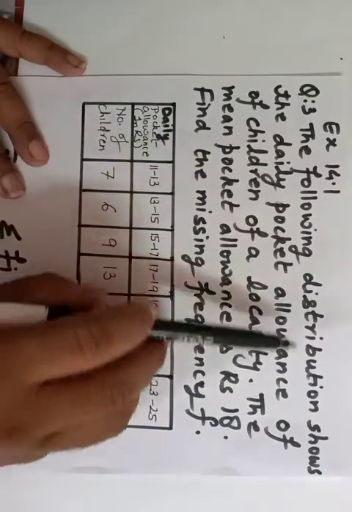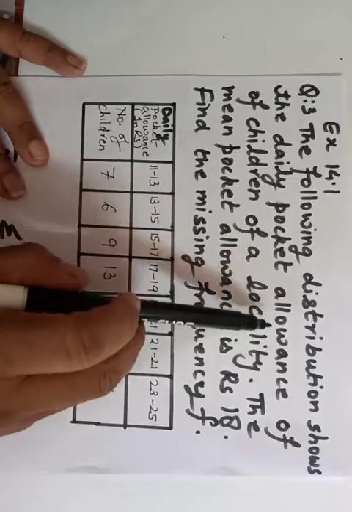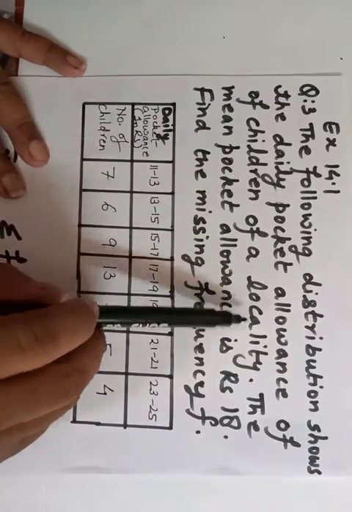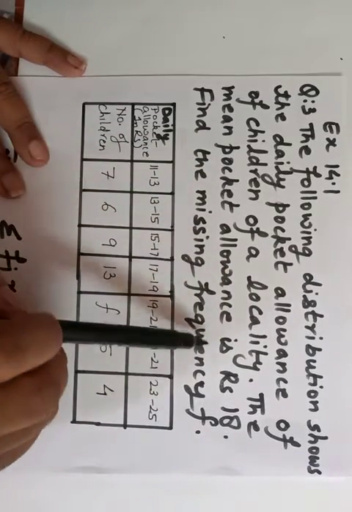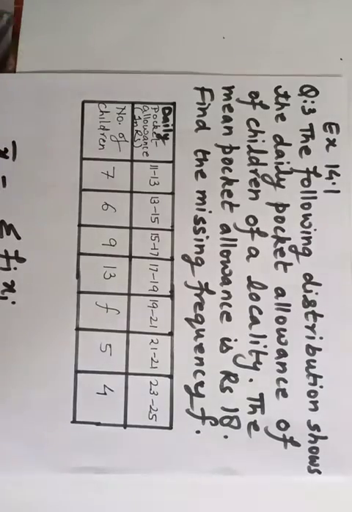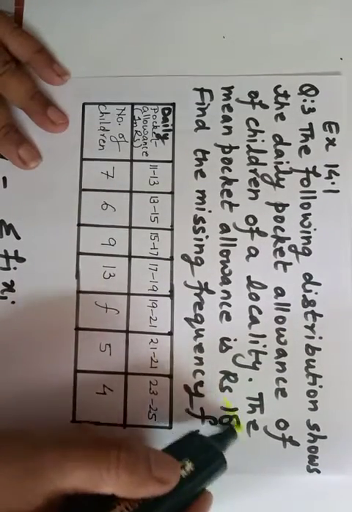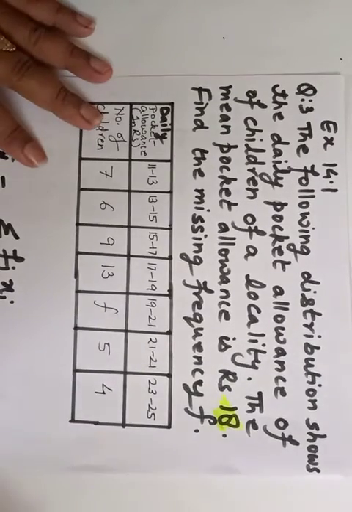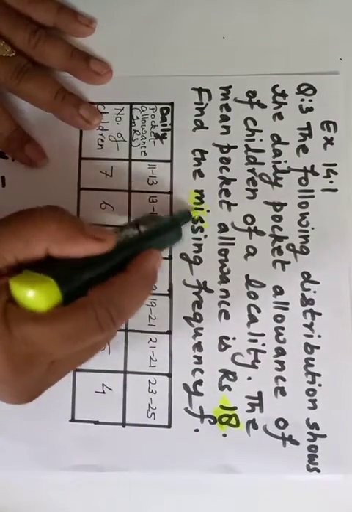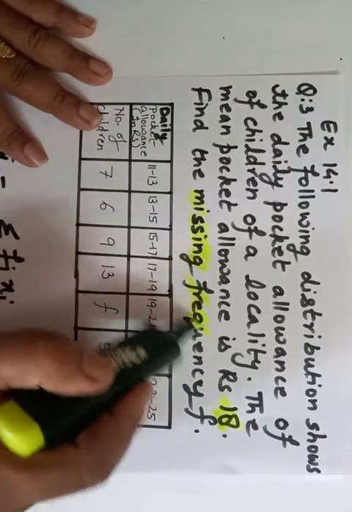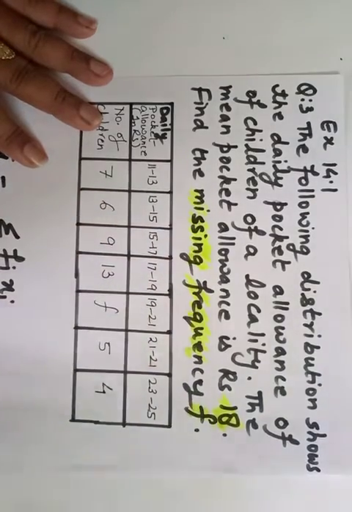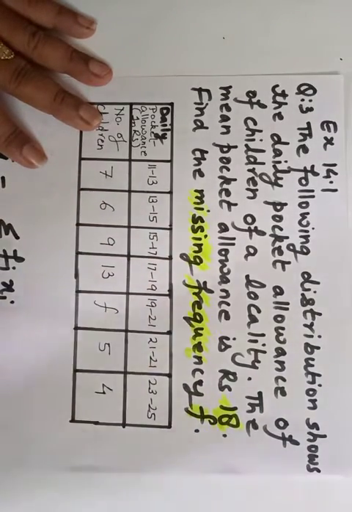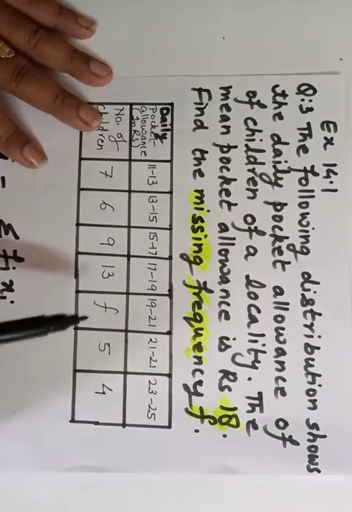The following distribution shows the daily pocket allowance of the children of a locality. The mean pocket allowance is rupees 18. So the mean is given to us. Find the missing frequency. So what we need to find out? The missing frequency, that is f.